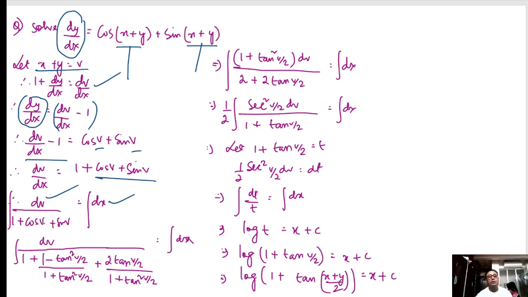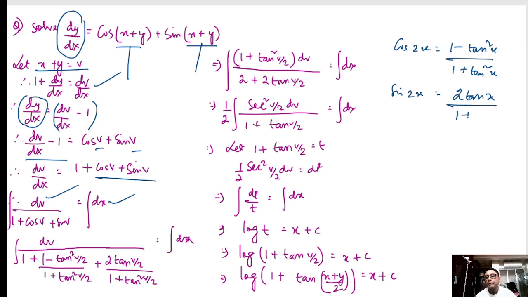So what we are doing is, please watch here, we know cos 2x is 1 minus tan square x by 1 plus tan square x, and sin 2x is 2 tan x by 1 plus tan square x. So we will now put it here.